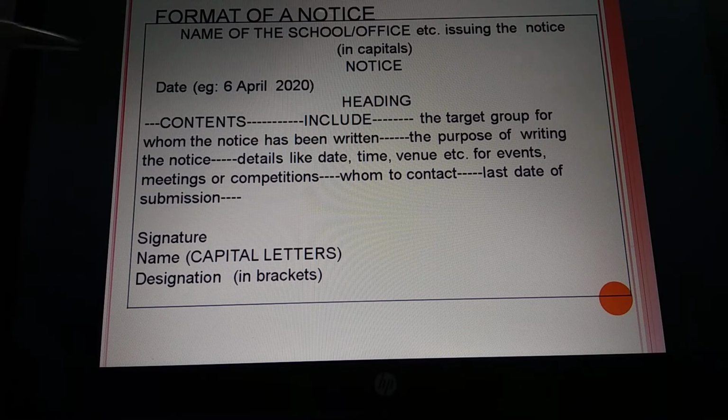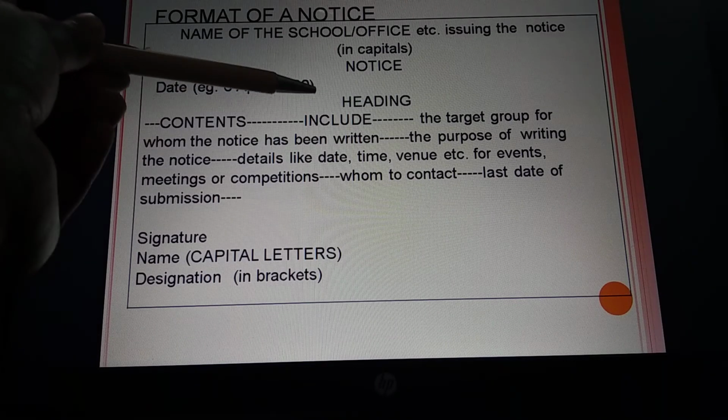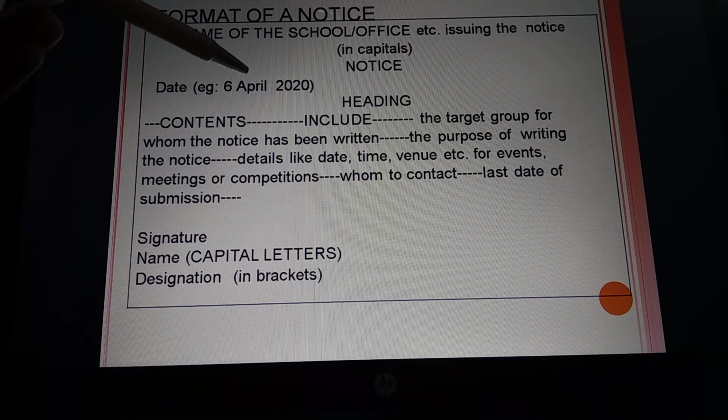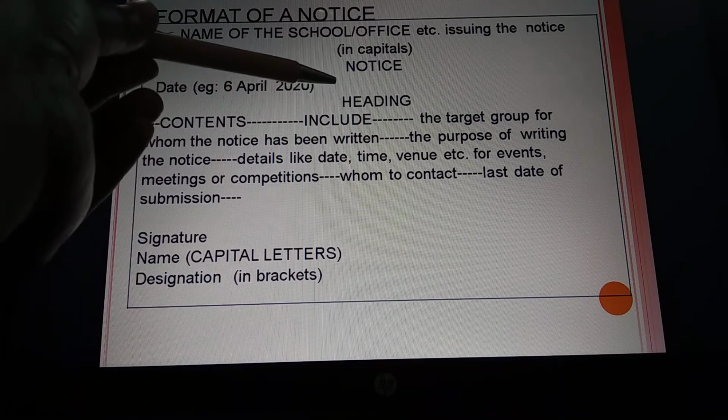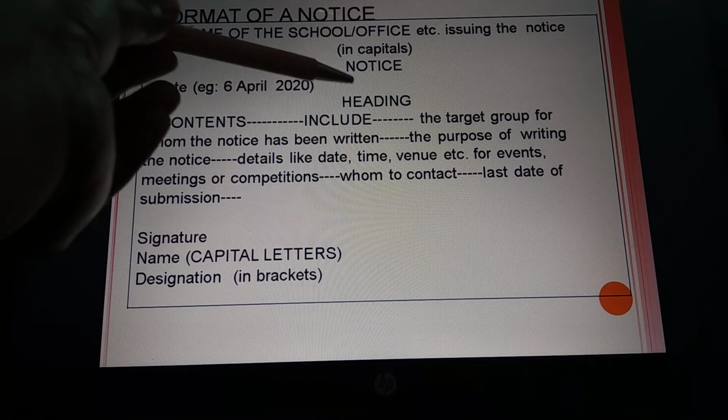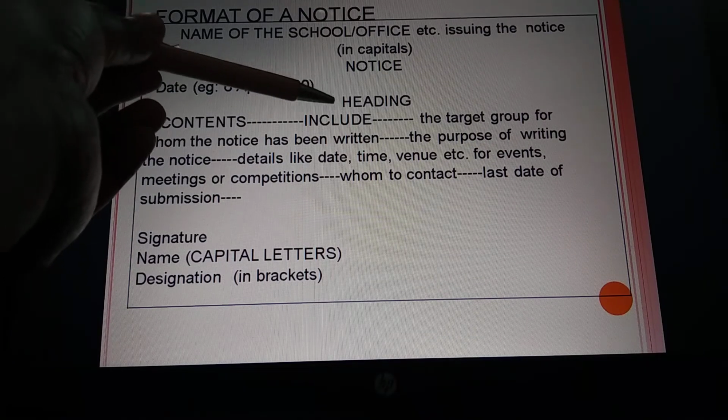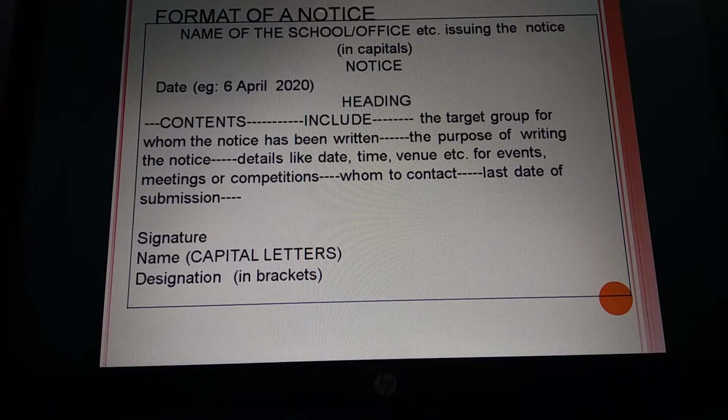NOTICE. What can you see on the left side? Yes, the date. And what is the format I have mentioned there? 6th April 2020. That is, the month has to be spelled. You cannot use numerals for the month. Next, you can see the heading, for which we are again moving to the center. You can go for the heading as per the purpose of the notice.